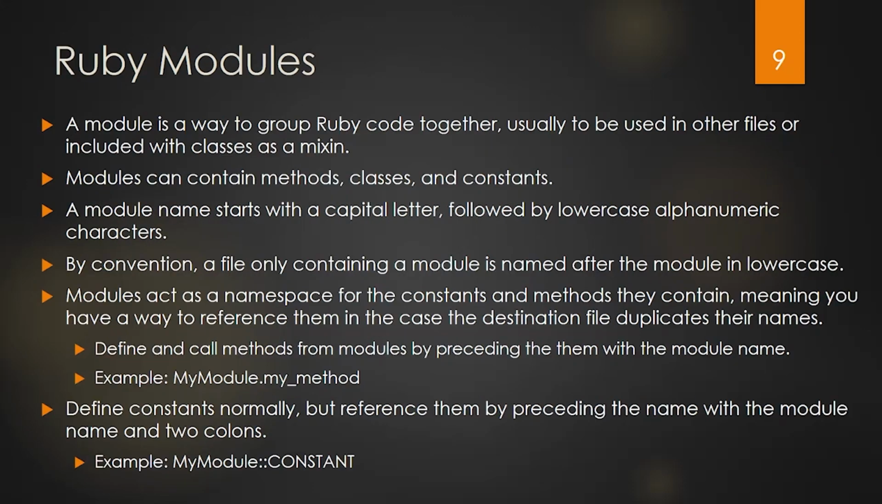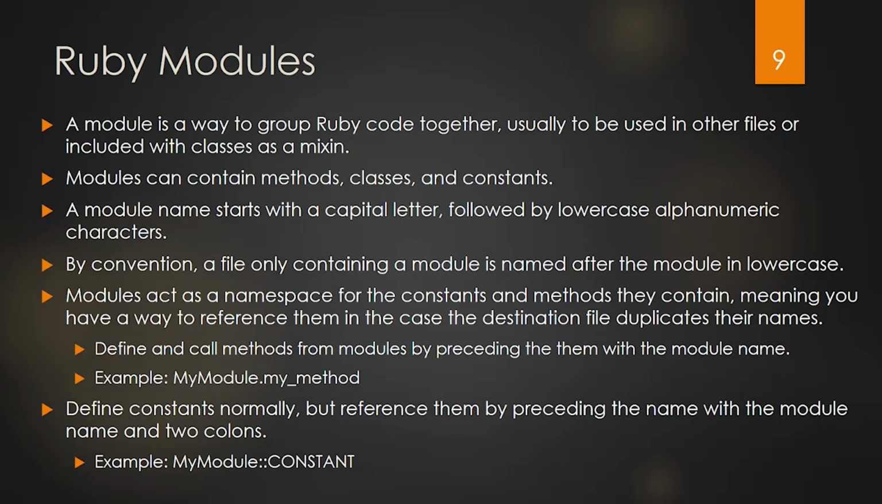Okay, so just one more wordy slide before we get back to some coding demonstrations, and this is Ruby modules. A module is a way to group Ruby code together, usually to be used in other files or included with classes as a mix-in. In other words, a module will probably be by itself in its own file, and then you'll import it to whatever program you're writing. Modules can contain methods, classes, and constants.